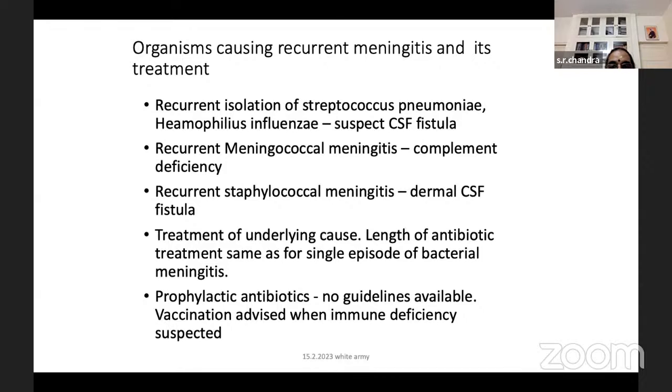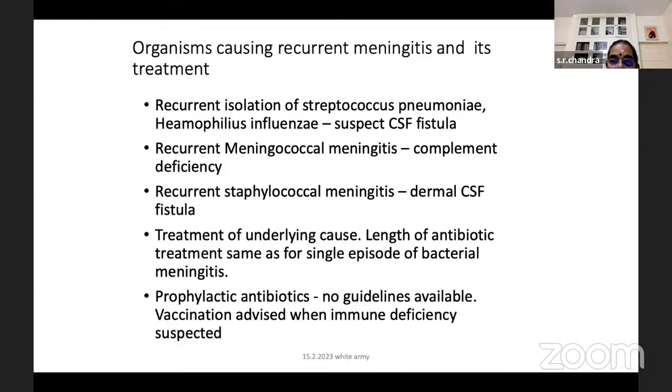Recurrent meningococcal meningitis happens in complement deficient patients. So if there's recurrent meningococcal meningitis, think of complement deficiency and look for that. Recurrent staphylococcal meningitis, dermal CSF fistulas. And treatment of the underlying cause is the treatment of these meningitis. Length of antibiotic treatment is not different. And there are no guidelines for prophylactic antibiotics. Vaccination is advised for immune compromised persons.